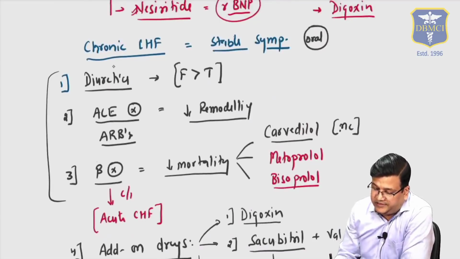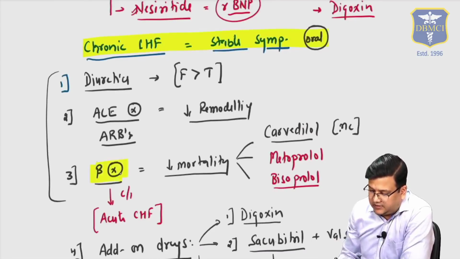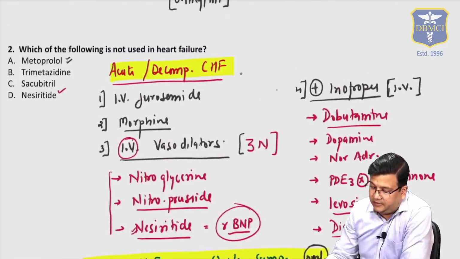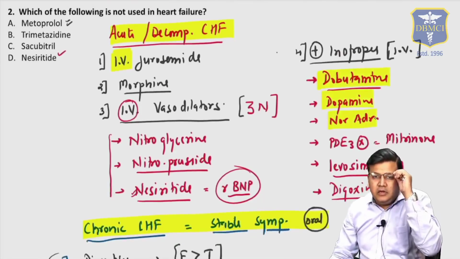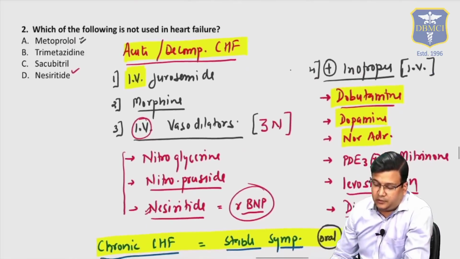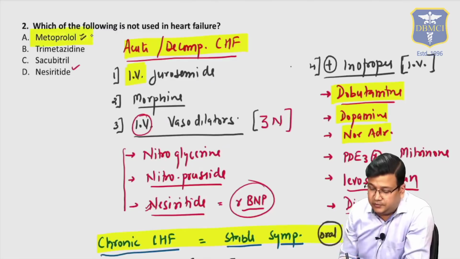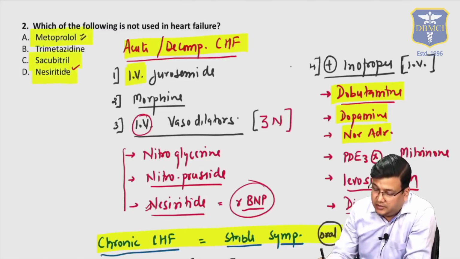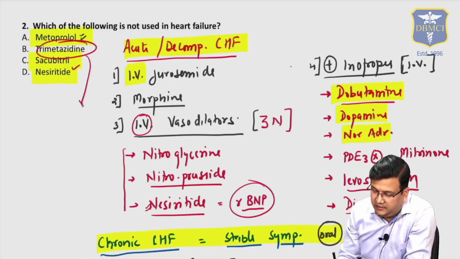Remember, chronic CHF has stable symptoms, is treated orally, and beta blockers are used, while acute CHF treatment is given always intravenously and beta agonists are used. So we have discussed all the drugs. Now we can look at the question which is not used in heart failure. Metoprolol is used, sacubitril is used, nesiritide is used. So what is not used in treatment of CHF is trimetazidine.